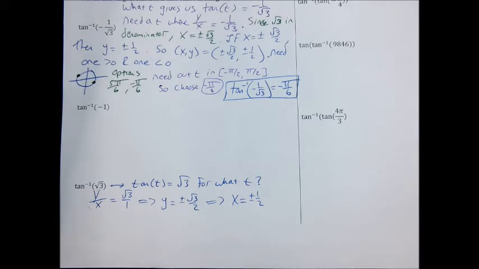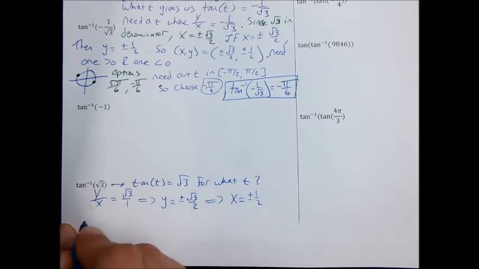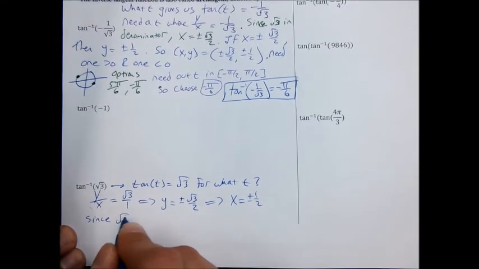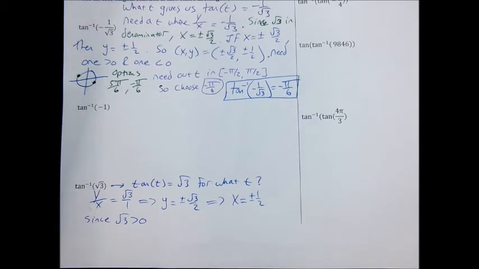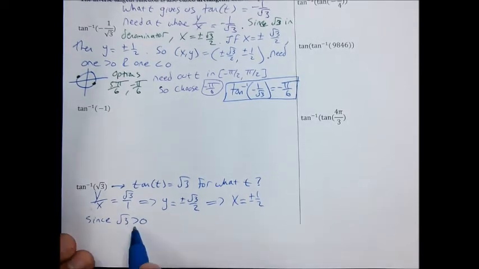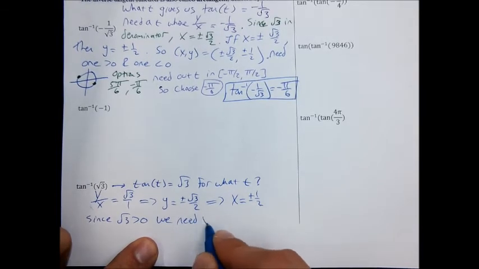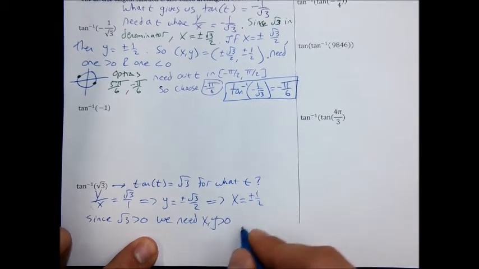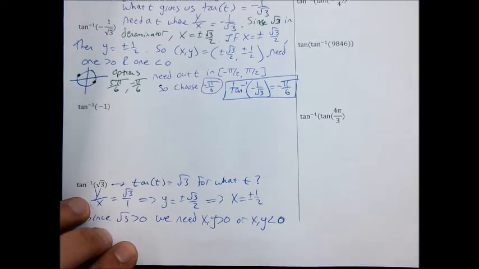But this is an opposite situation to the last one in that root 3 is positive. Right, so root 3 is positive. And so if we're going to divide two numbers and get a positive value, they either both need to be positive or both need to be negative. Since root 3 is positive, that means we need both the x and the y value to be positive, or they both need to be negative. Again, so that when we divide them, we get a positive number.